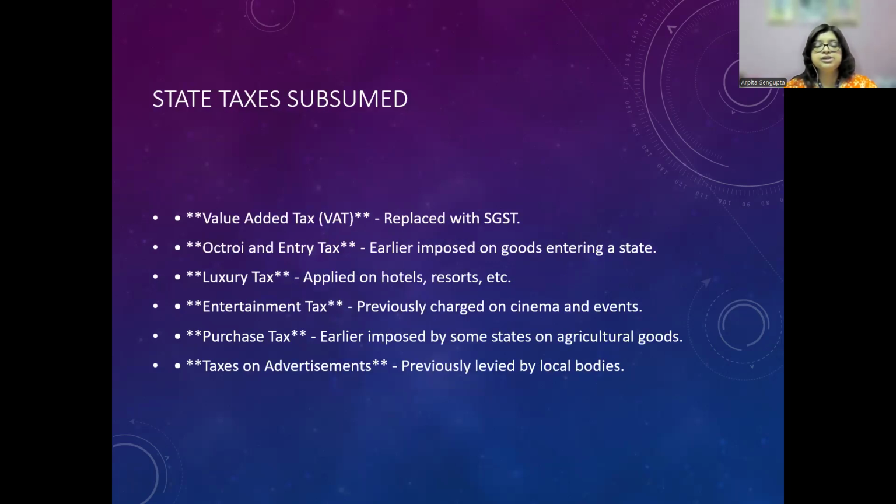Now the state taxes subsumed by GST are value added tax, VAT, octroi, entry tax, which was earlier imposed on goods entering a state, luxury tax applied on hotels, resorts, etc., entertainment tax previously charged on cinema and events, purchase tax earlier imposed by some states on agriculture goods, and taxes on advertisements previously levied by local bodies.